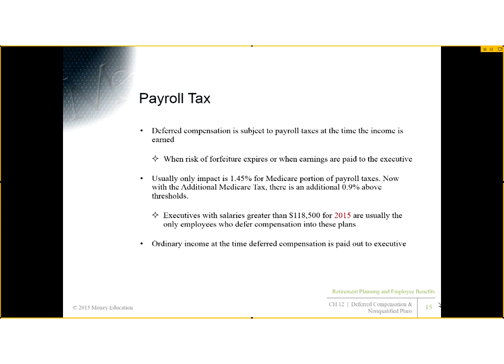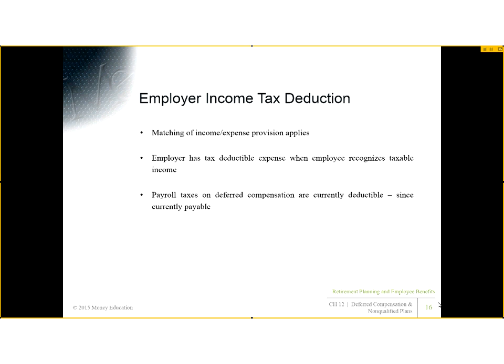So here, executives with salaries greater than the Social Security wage base typically are the only people who defer compensation in these plans. And then ordinary income at the time deferred compensation is paid out to the executive. So the employer income tax deduction: the employer gets the deduction at the time, a matching of income and expense provision, at the time that the employee has to pay the income tax, when the employee recognizes that income and has to pay the taxes. So when we say the general rule is that payroll taxes are currently deductible, except when there is substantial risk of forfeiture, and then they're only deductible when the risk of forfeiture expires.